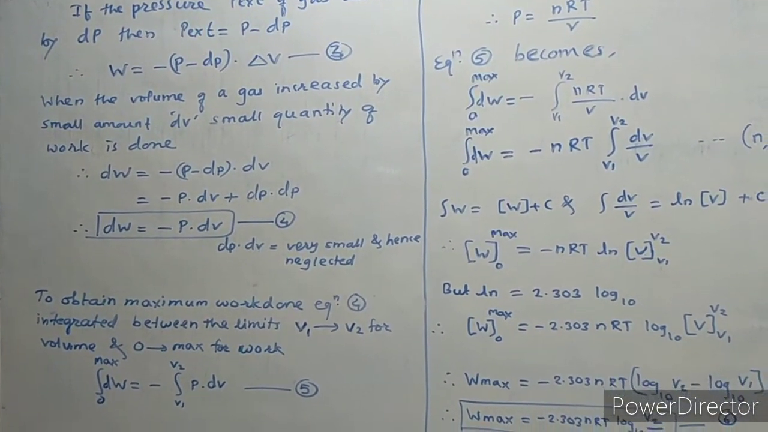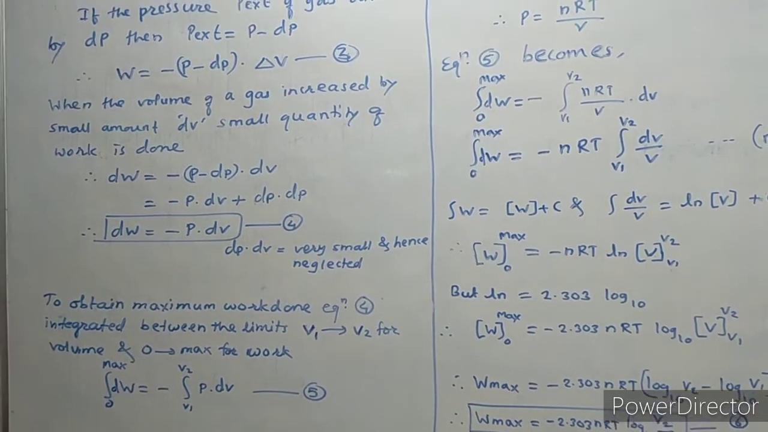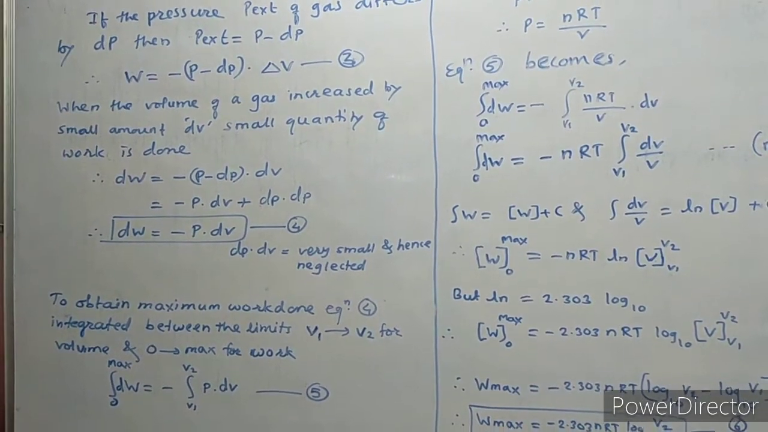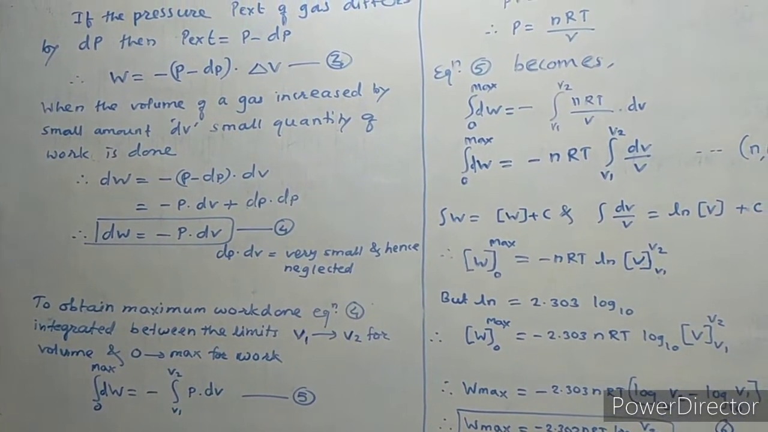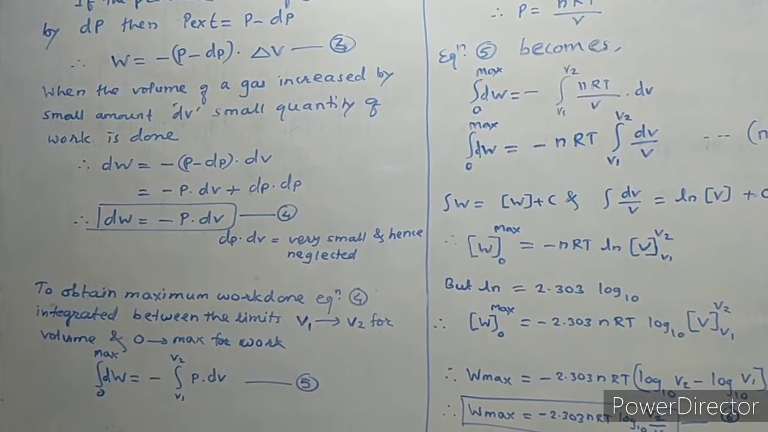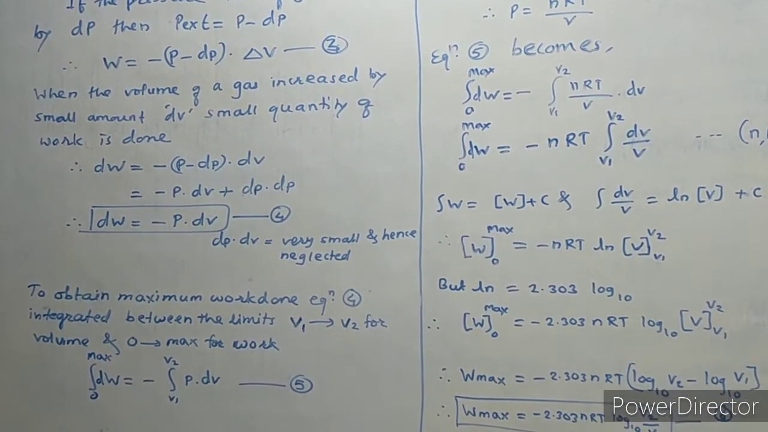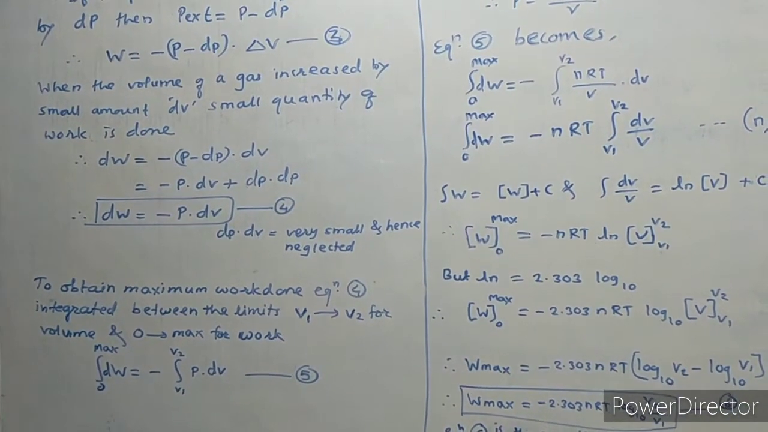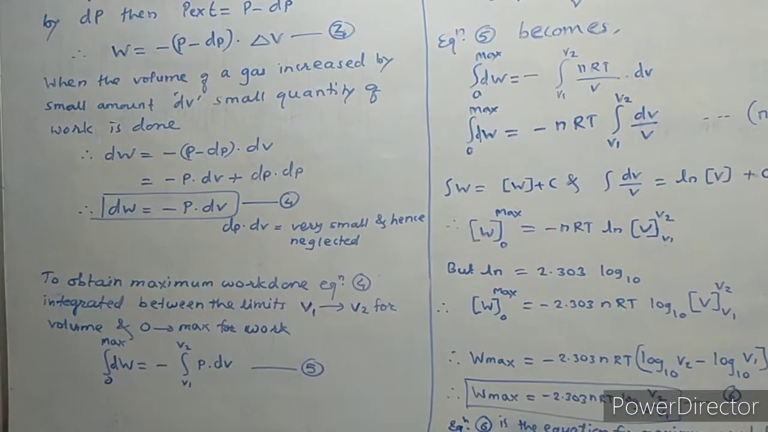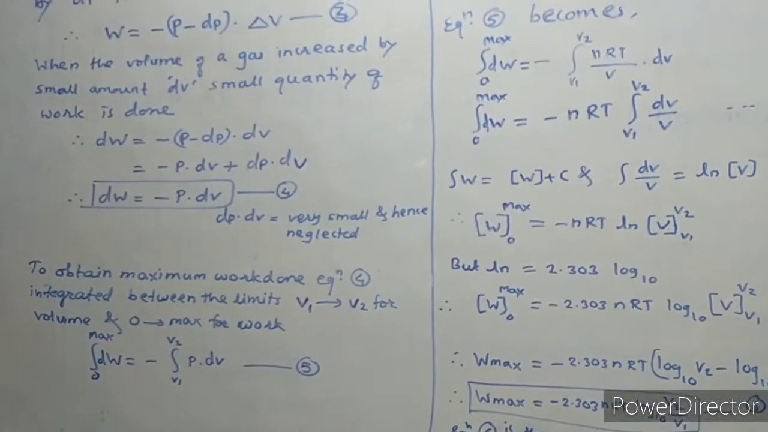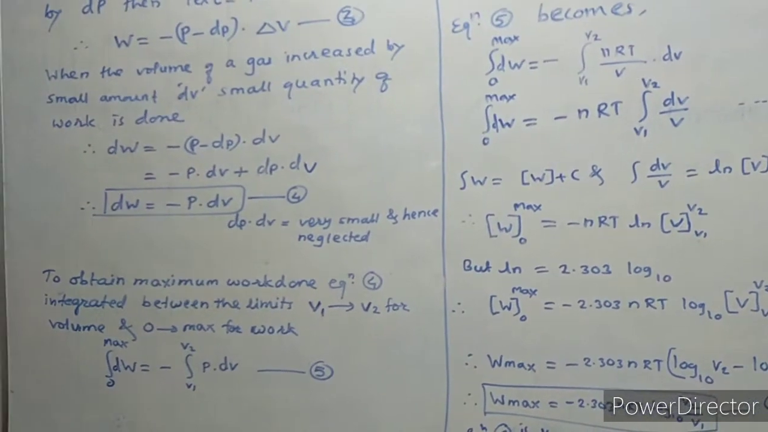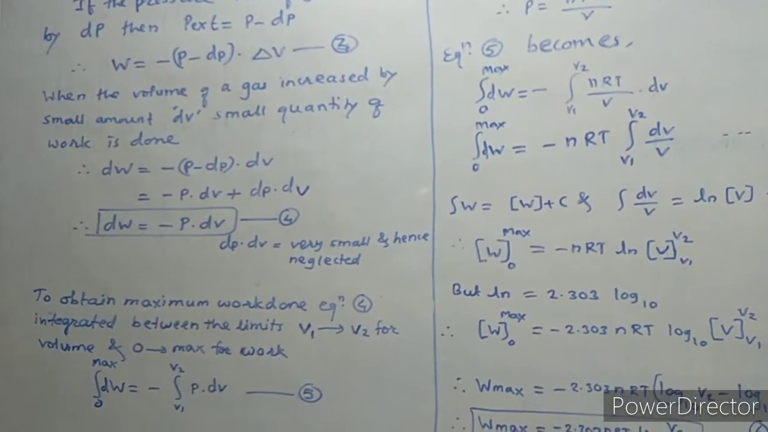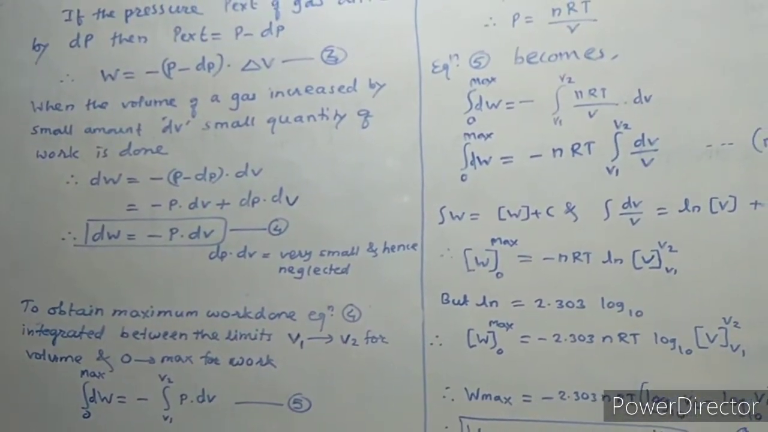When the volume of gas is increased by a small amount dV, the work also becomes small. So a small quantity of work is done. So equation 3 becomes dW is equal to minus (P minus dP) into dV. Multiplying by dV, minus P into dV plus dP into dV. The dP into dV term is very, very small, so it is neglected from the equation. So equation 4 becomes dW is equal to minus P dV. This equation is for the small work done.